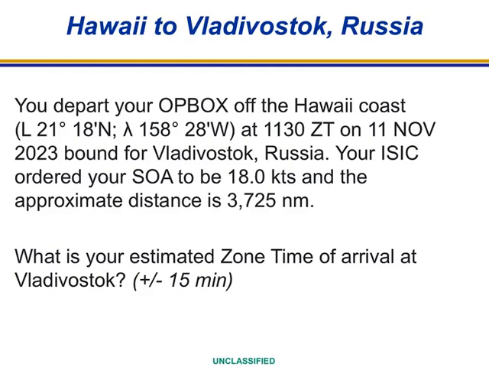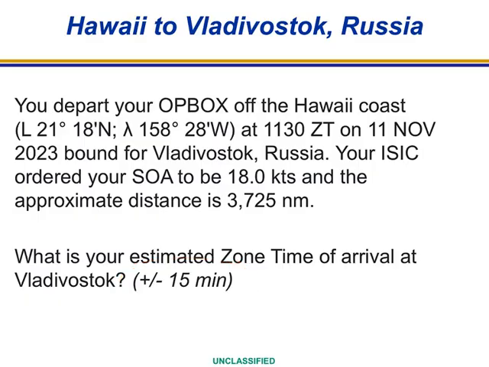You depart your op box off the Hawaii coast in latitude 21 degrees, 18 minutes north, longitude 158 degrees, 28 minutes west at 11:30 zone time on 11 November 2023, bound for Vladivostok, Russia. Your ISIC ordered your SOA, or speed of advance, to be 18.0 knots, and the approximate distance is 3,725 nautical miles. What is your estimated zone time of arrival at Vladivostok? You'll also see that our tolerance is the SurfNav tolerance, plus or minus 15 minutes.